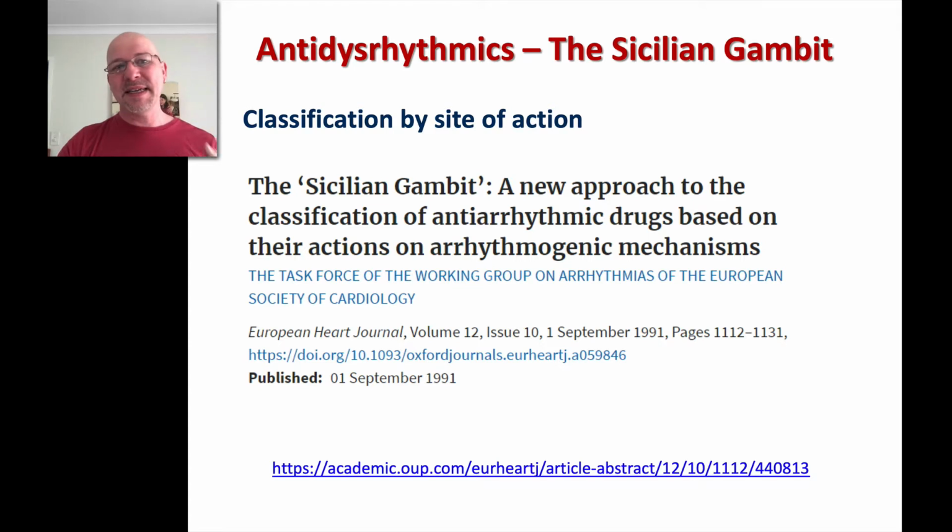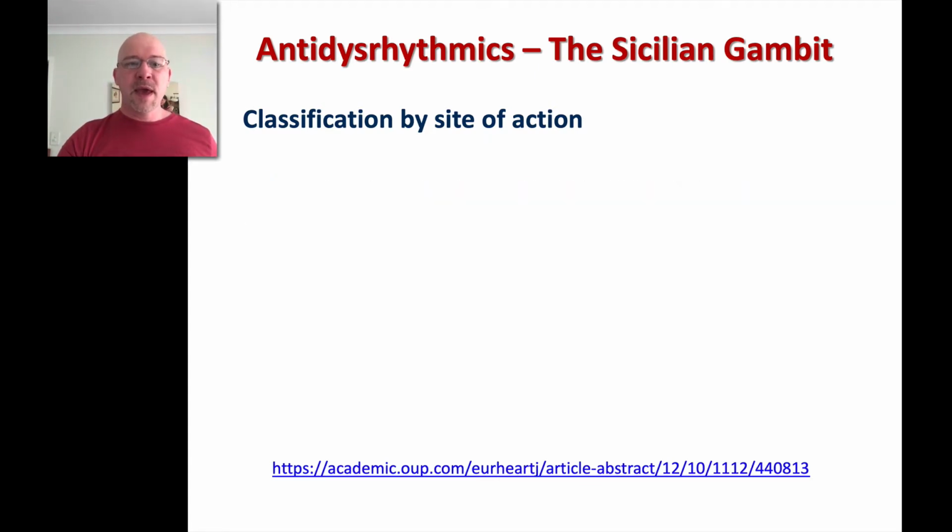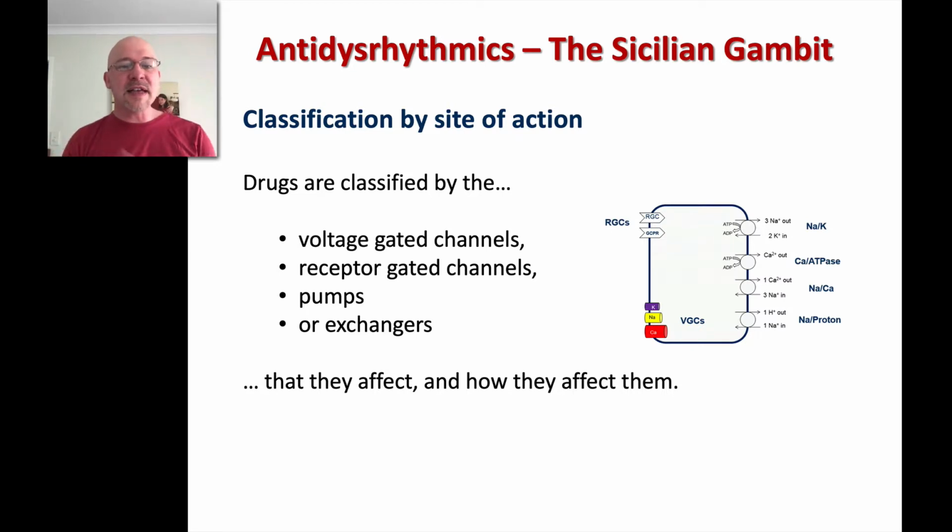So what they did in the Sicilian gambit is they said, instead of talking about the depolarization, let's go to that diagram, which I've introduced as sort of the rectangular diagram with the voltage-gated channels and the pumps and the exchangers. That diagram I've been using throughout all of this. And they said, let's use that sort of a mental model and talk about using that to classify where antidysrhythmics work. So they classify the drugs by either voltage-gated channels, receptor-gated channels, pumps, or exchangers, and the way that those drugs affect them, which just to me makes so much more sense.